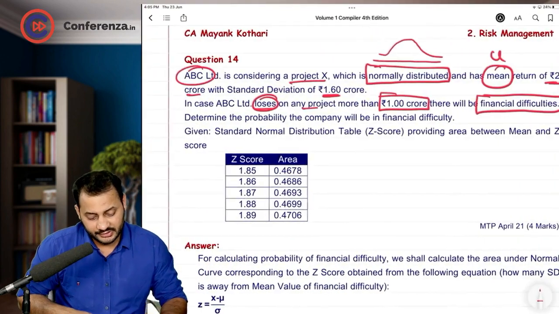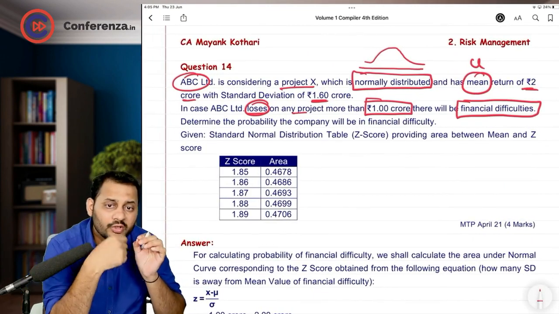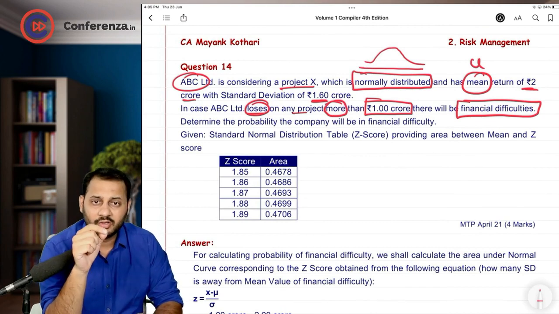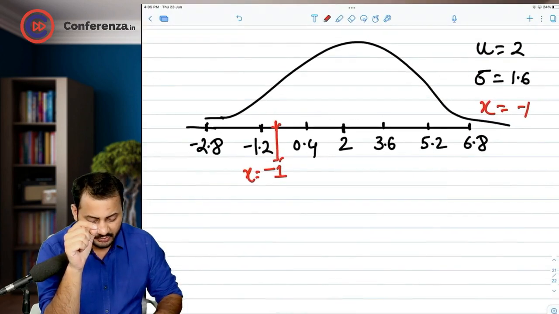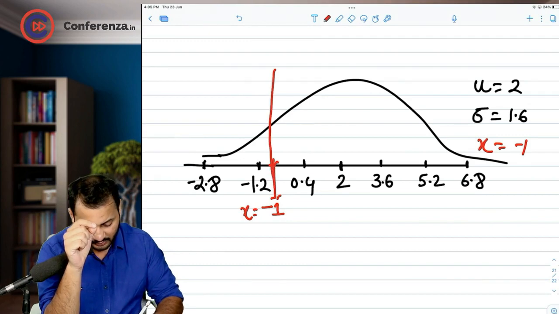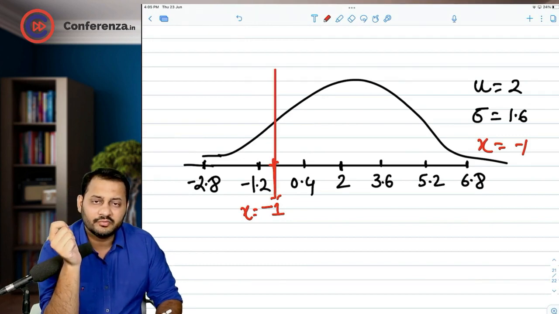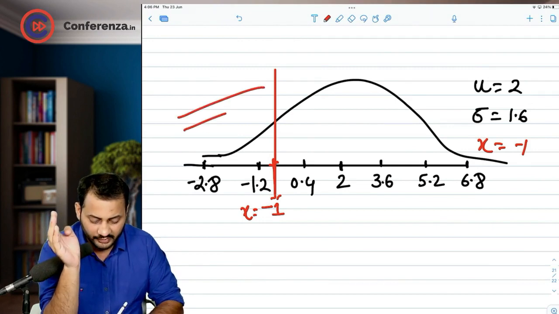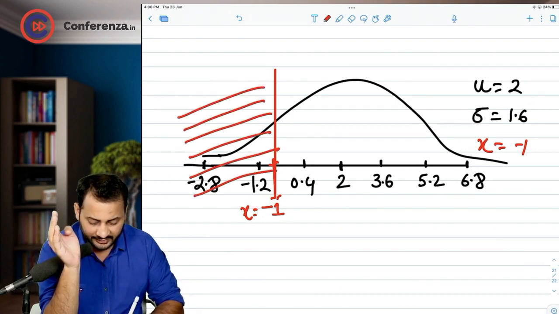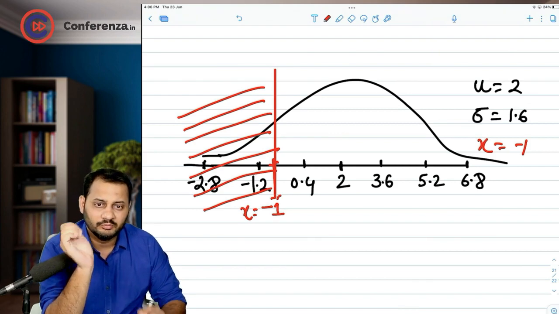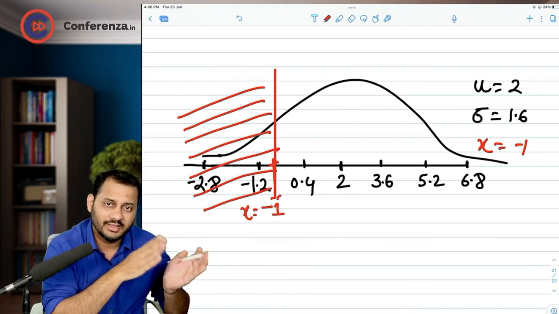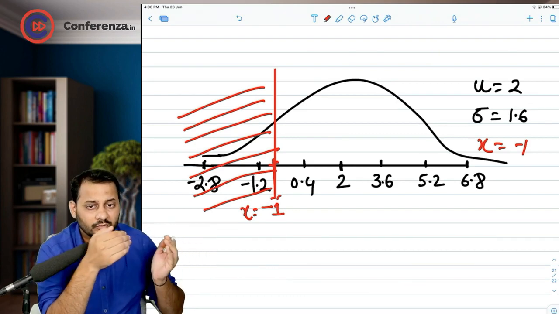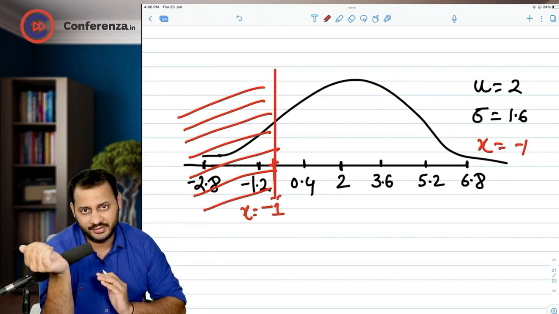Now the question is, if we lose more than, now focus again on this word, more than 1 crore. Where do you think the more than 1 crore will lie? On the right side of this point or on the left side of this point? More than 1 crore of the loss will not be covered on this side, because on that side the loss will be less than 1 crore and there will be profits after that. But more than 1 crore of the loss will lie on the left side.